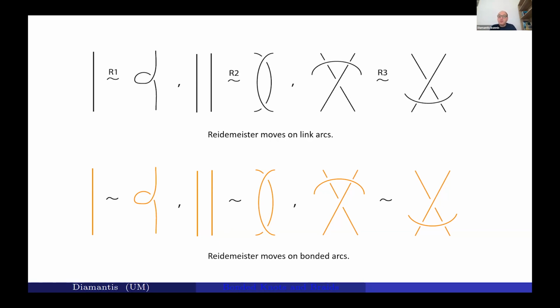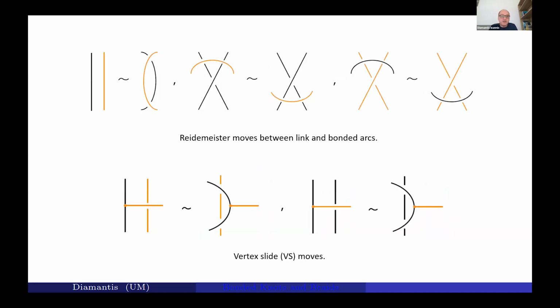So we are trying to model this deformation of the bonds, and we start by simply saying that you are allowed to have the classical Reidemeister moves, but now for bonds. And next, we need to see how bonds behave when they meet, let's say, a classical strand.